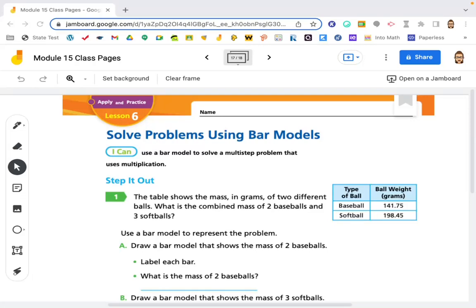Hello, my mathematicians. Today we are looking at Module 15, Lesson 6, which is all about solving problems using a bar model. Hopefully, by the end of the lesson, you'll be able to use a bar model to solve a multi-step problem that uses multiplication.